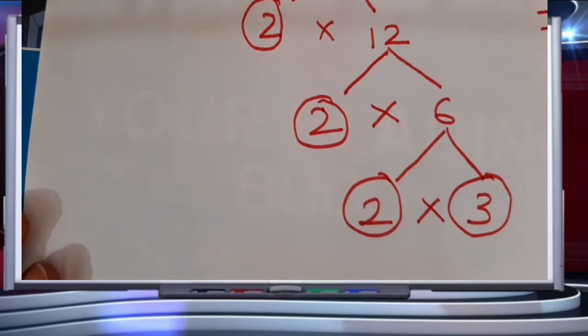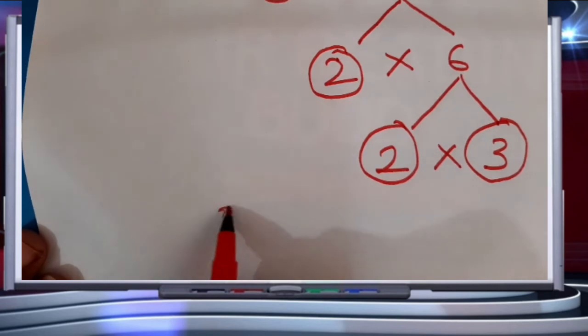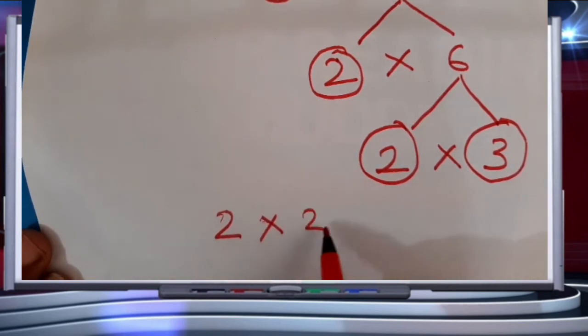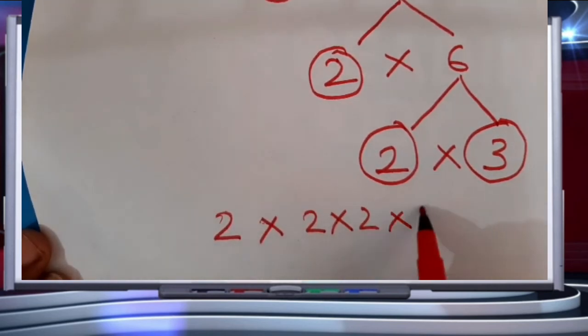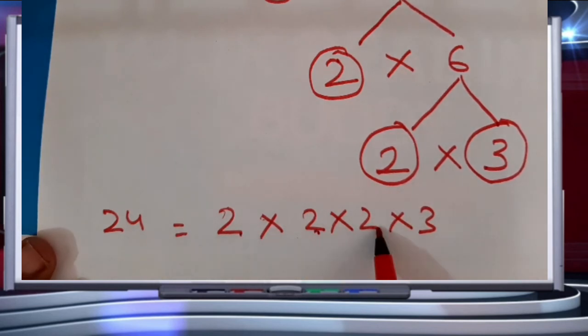Now no number is left for the branches. All the numbers have become my fruit. So I'll write all the fruits here. That is 2 into 2 into 2 into 3. Now these are the prime factors of 24. You can check it also. 2 2s are 4. 4 2s are 8. 8 3s are 24.